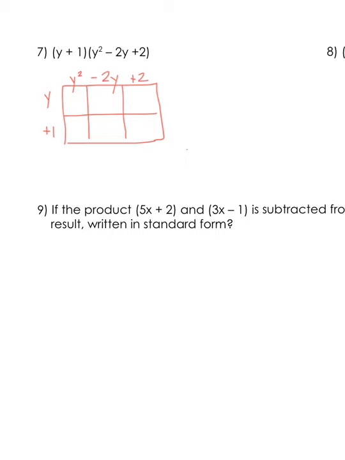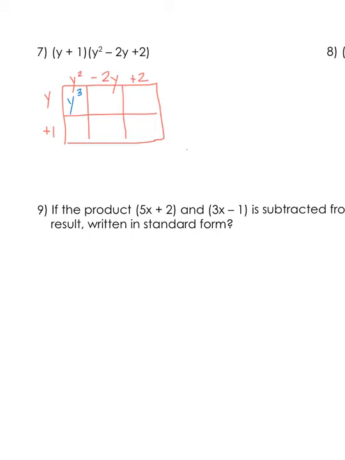Starting with the very top left box. My top left box is going to be the result of multiplying y times y squared. Since the coefficients are both 1, we would get 1 times 1, which is 1, keep the common base, and add the powers. That's the product rule for exponents. We're going to do the next box going across the top.